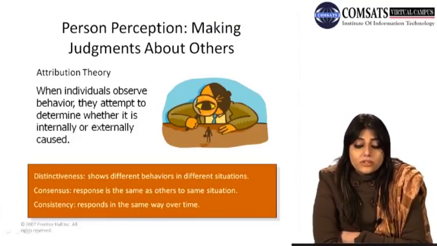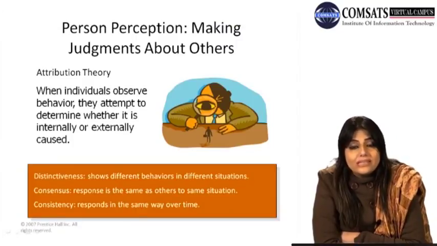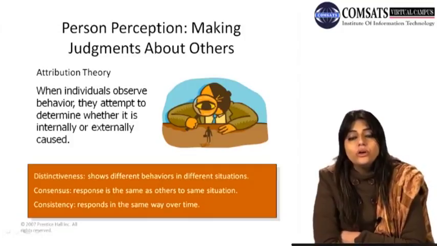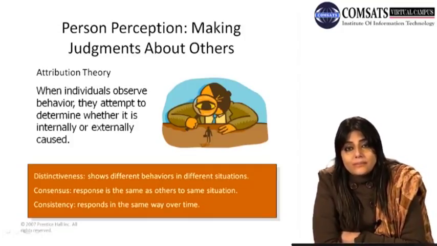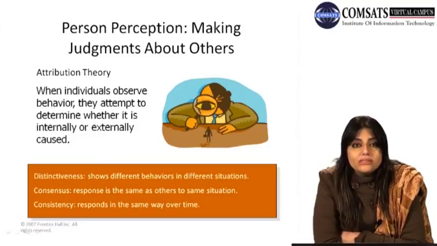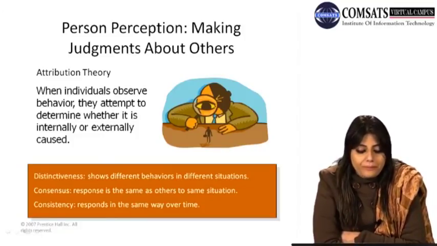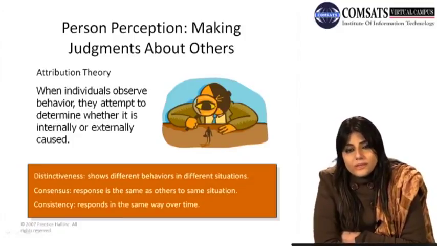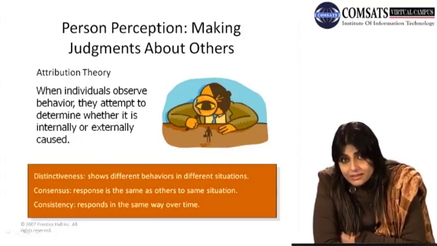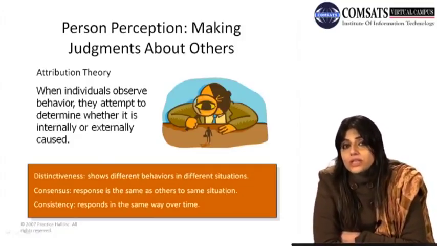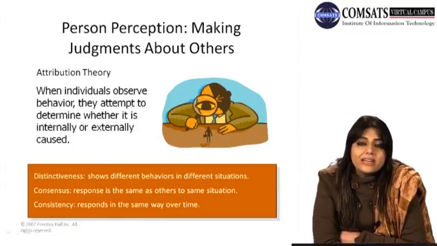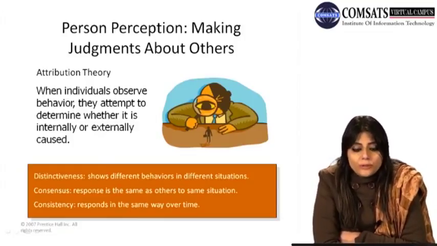Then person perception is making judgment about others, right? So this is what the attribution theory is about, how you judge others, how you form perceptions about others. When individuals observe behavior, they attempt to determine whether it is internally or externally caused, right? So basically you try to attribute the behavior of the individual to certain factors, whether to the factors which are internal to that individual or to the factors that are external to that individual. They can be both, right?